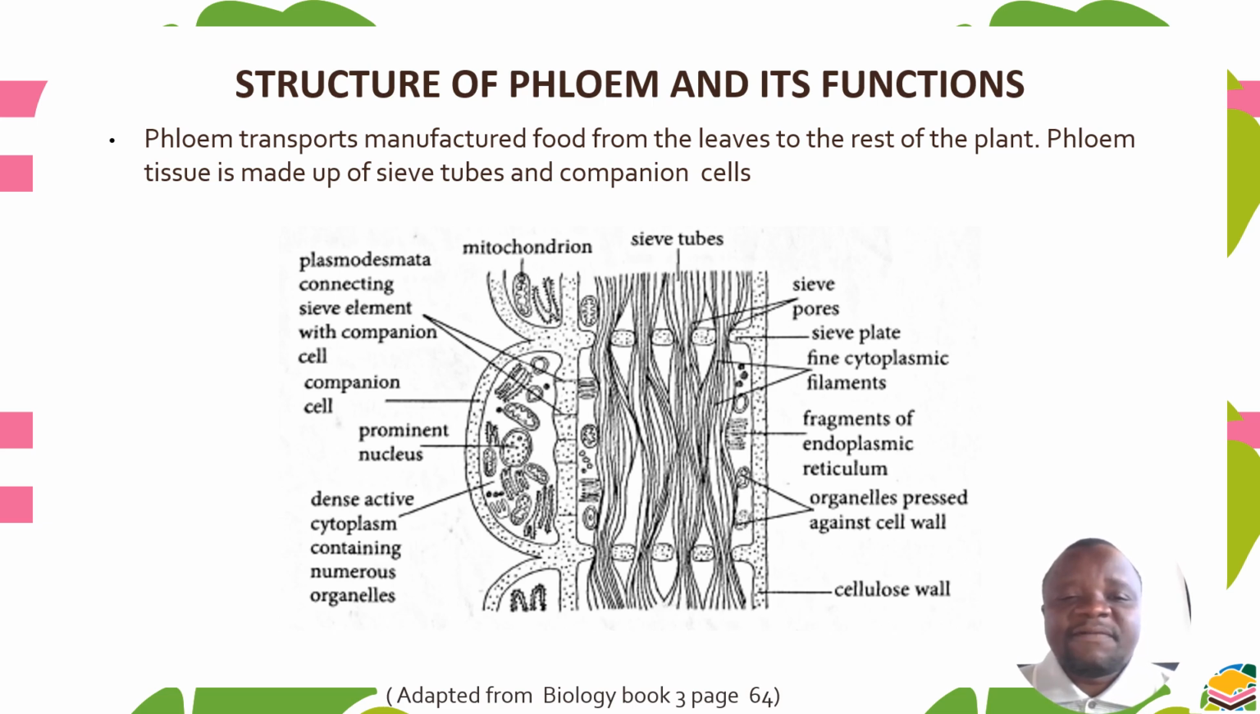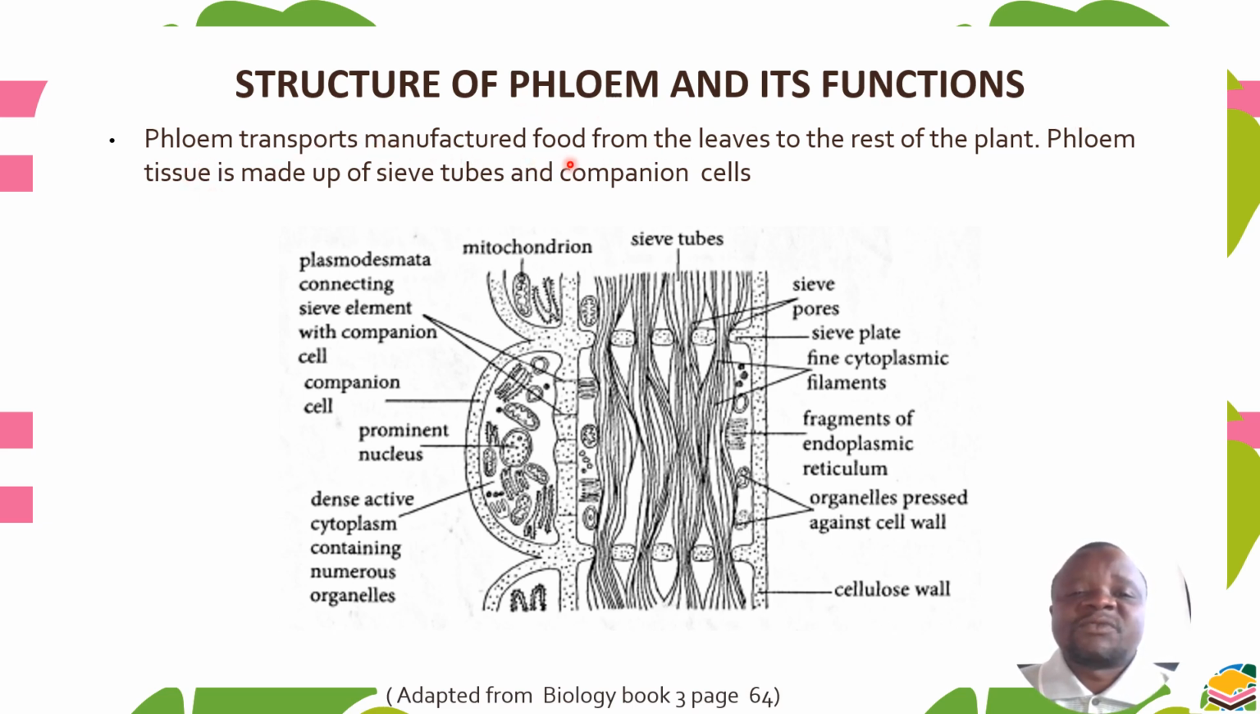Now, we have to look at the structure of the phloem. We have now analyzed the structure of the xylem. We have said that it has two modified cells. We have the trachea. We have also the vessel element, which we have just seen in the previous slide. But here we are going to look at the structure of the phloem and its functions.